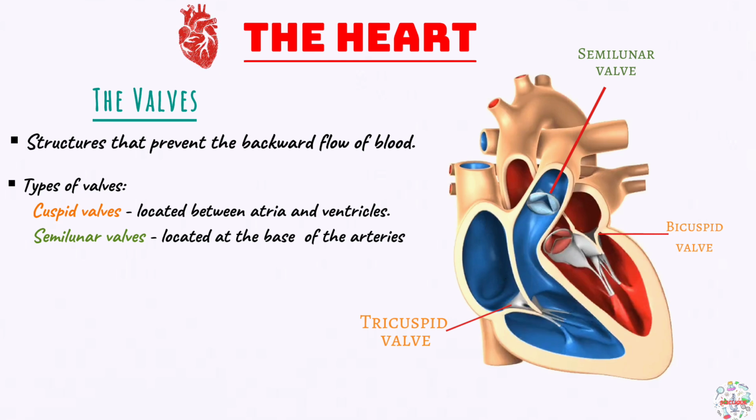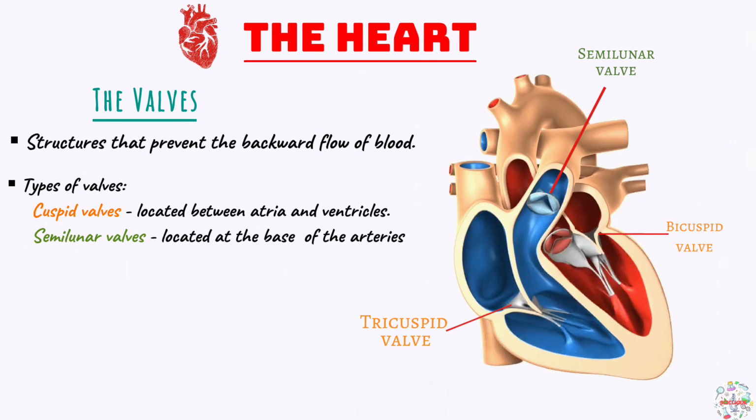So the cuspid valves are found between the atria and the ventricle. We have 2 types of cuspid valves: the bicuspid valve and the tricuspid valve. The bicuspid valve is found between the left ventricle and the left auricle. The tricuspid valve, on the other hand, is found between the right auricle and the right ventricle.